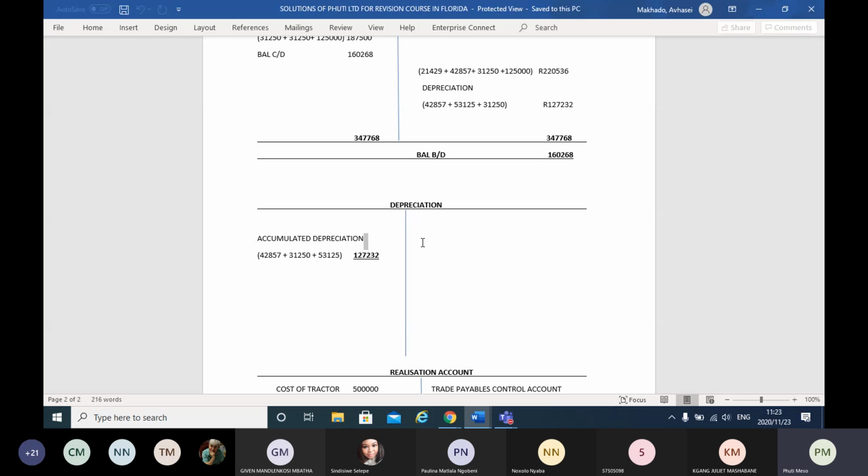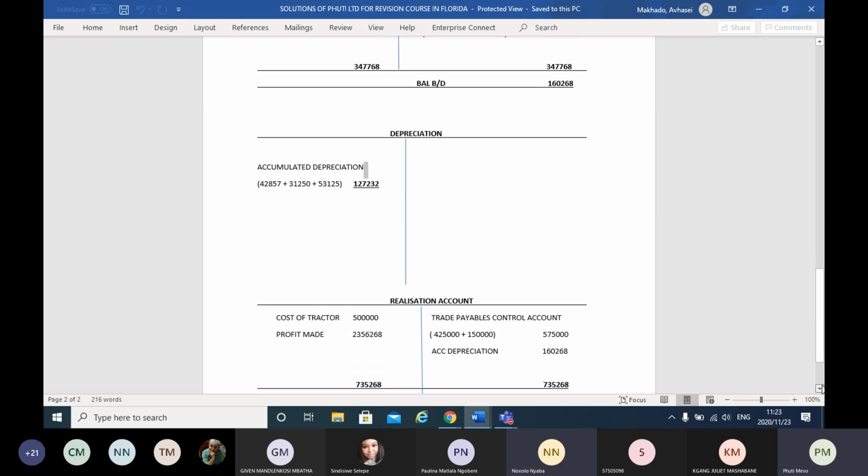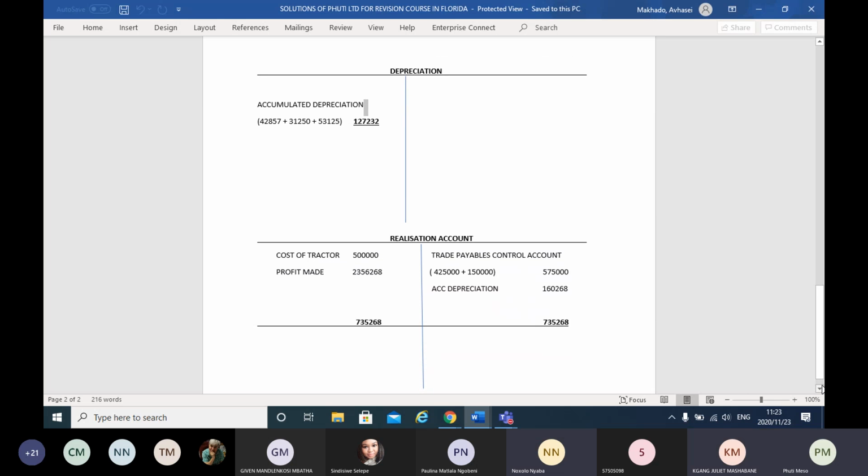This figure of 127,230, you can disclose it on your credit side as your profit and loss account. Why are you doing that? Because this is a profit and loss item. You are showing me that you're going to disclose this under your profit and loss account. Everybody happy? Yes. Right, let's have a look at the realization account itself.